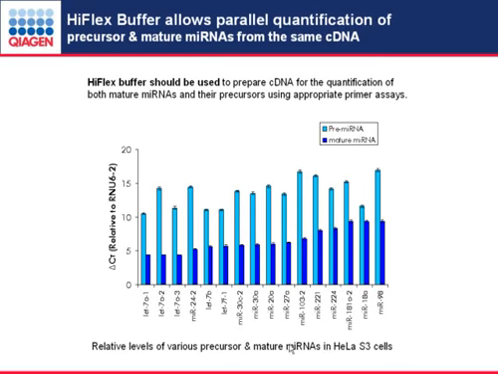And what we have here is the relative levels of various precursor and mature microRNAs in HeLa cells. I want to direct your attention to a couple bars on the graph, including LET7A. The LET7A mature sequence is actually derived from 3 separate precursor microRNAs. And you can see that these precursor microRNAs contribute differentially to the final mature microRNA product.